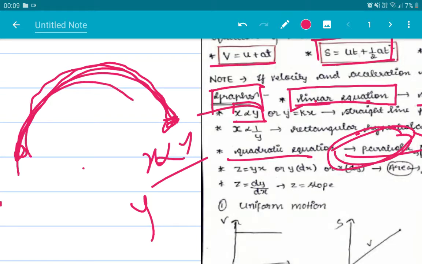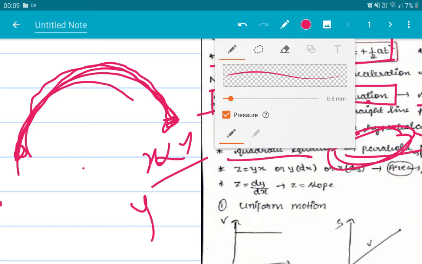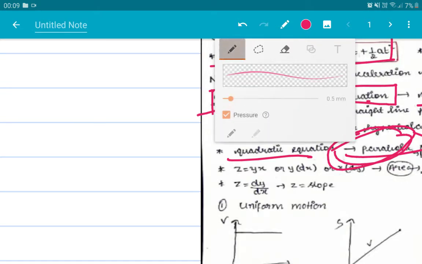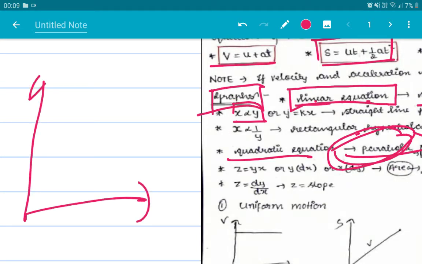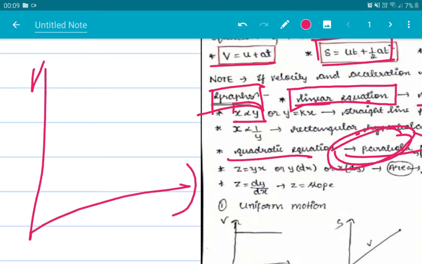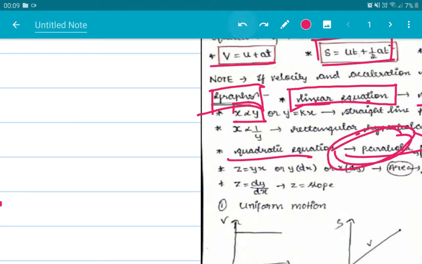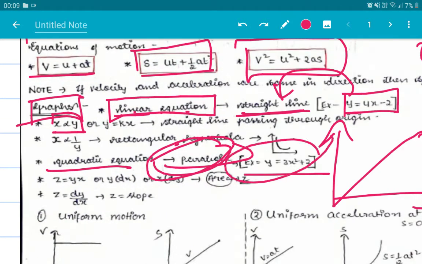So this represents a parabola. In graphical form also I'll show how it actually is. So this is the x and y axis. It's something like this, from here to here, or some like this. This is a parabolic path. If there is a quadratic equation, like y is equal to 3x square plus 2, anything like that, then the graph definitely represents a parabola.